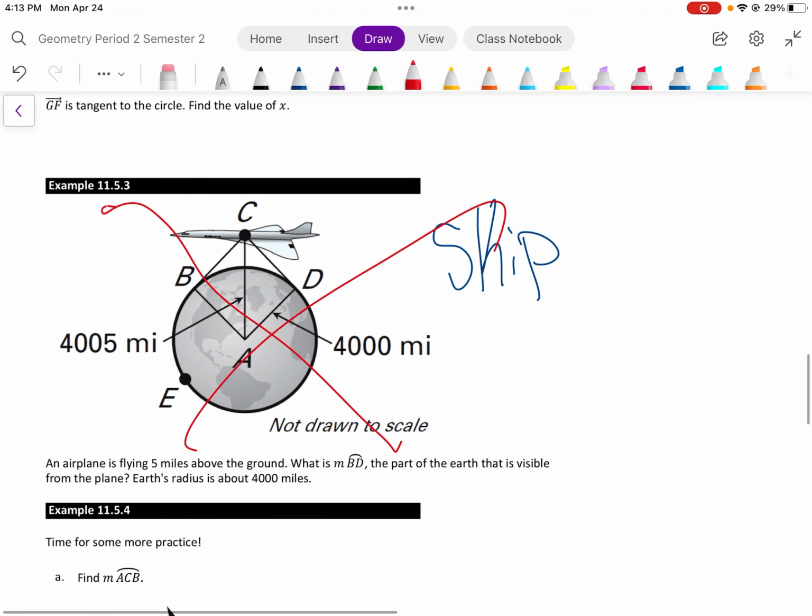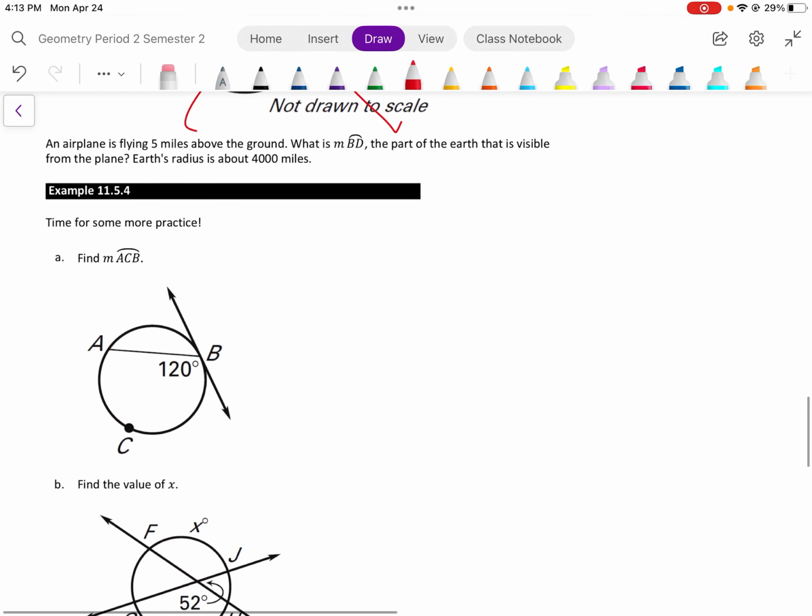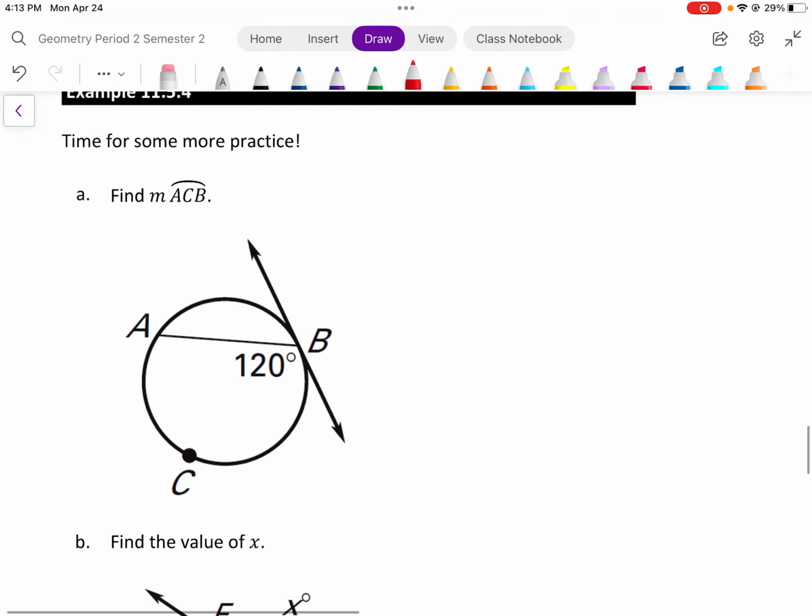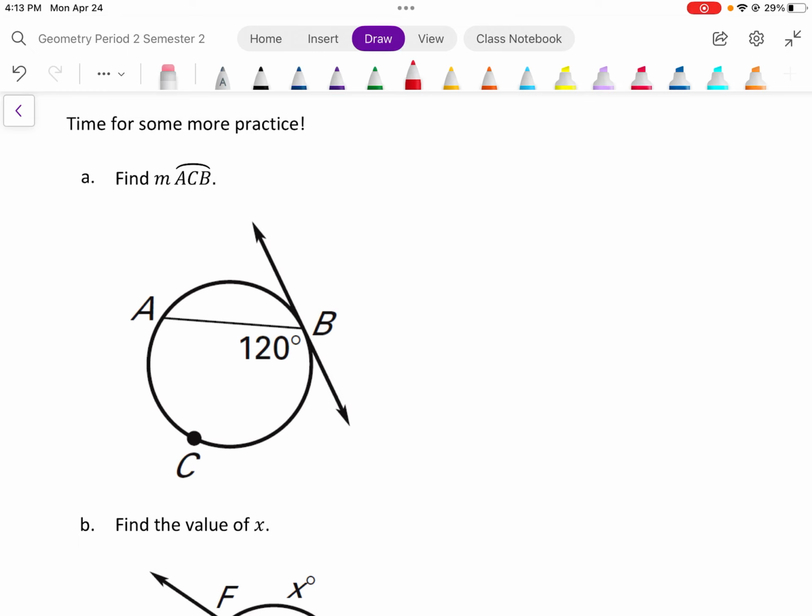We're going to skip this example. We don't need to go over that. And then we are going to jump ahead to the next problem.